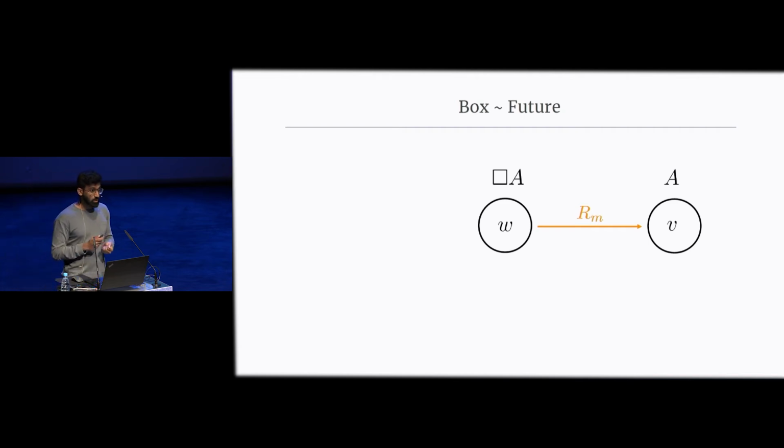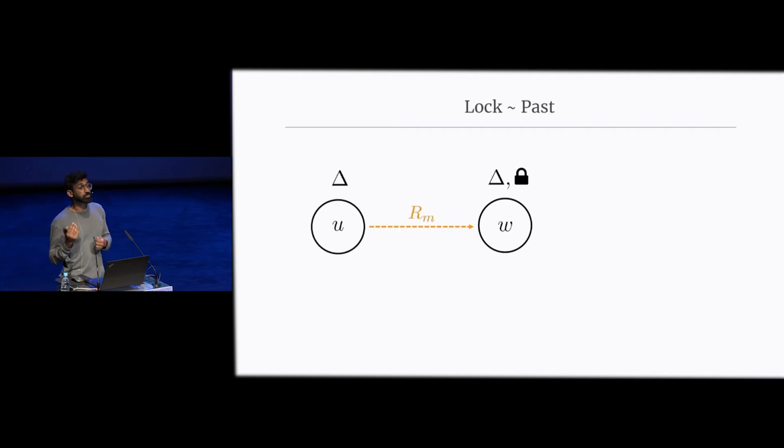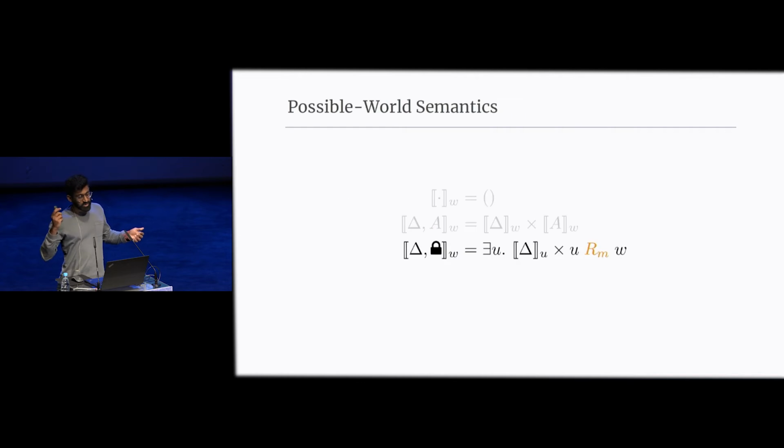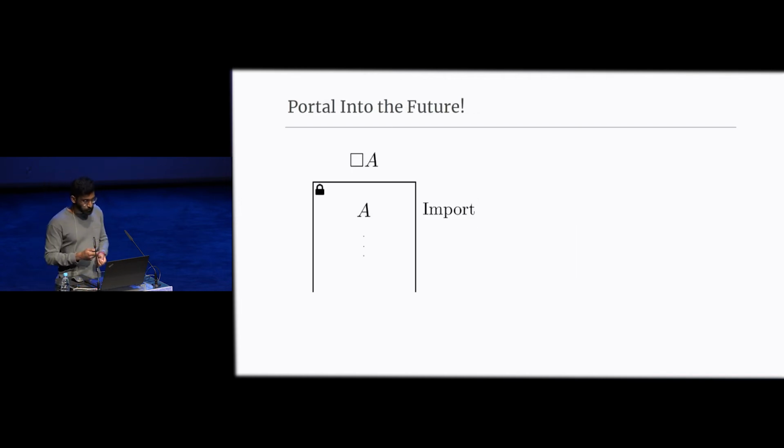If that's the intuition you're going for, then lock is an intuition about the past. It's a statement about the past. It says that if delta lock holds at a world W, then there exists a past world U where delta holds. So this is the basic intuition that lock is giving us, and this is what we're going to use for our interpretation. We're going to say delta lock holds at W, which means it holds at some past world U. So we're just going to write this down a bit formally.